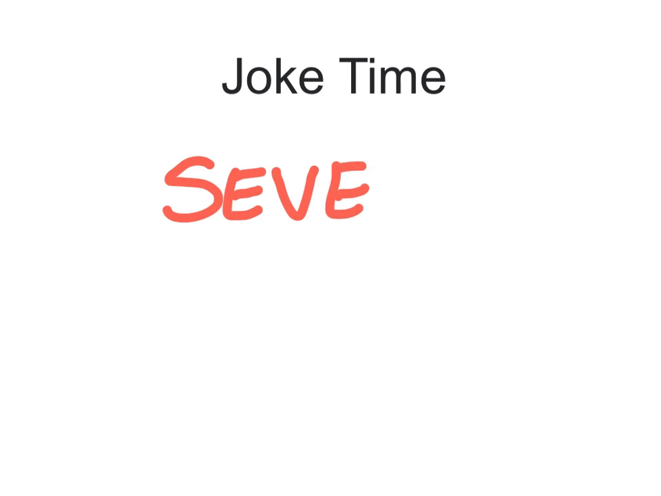And now it's time for a quick joke. How do you make 7 into an even number? Well, you take out the S.